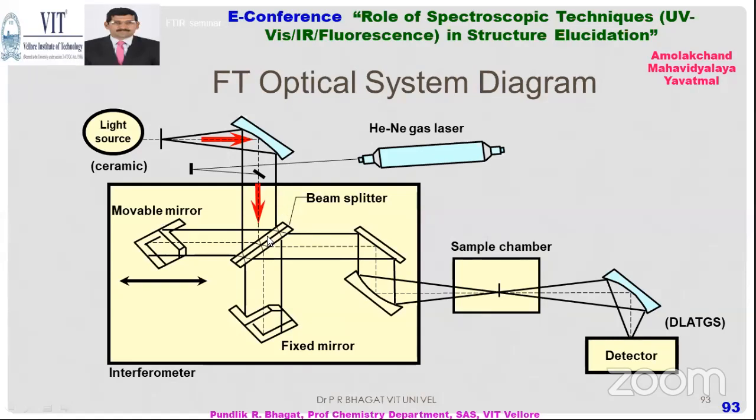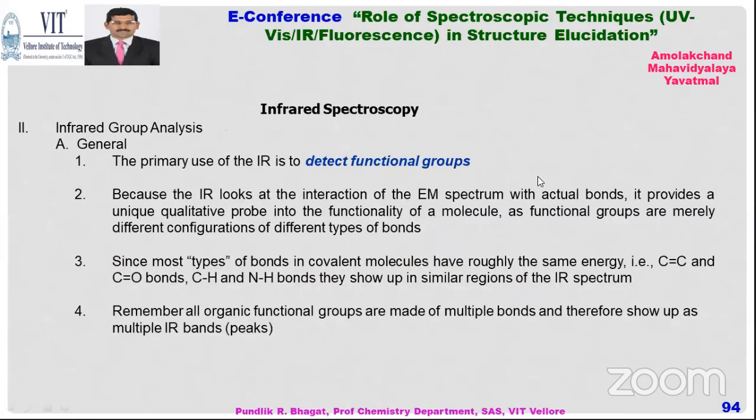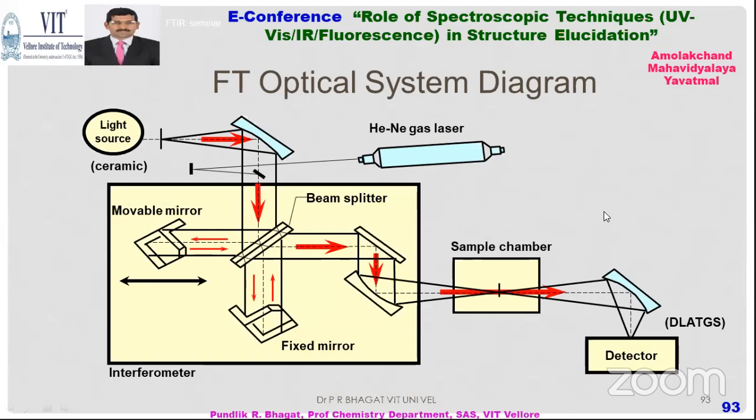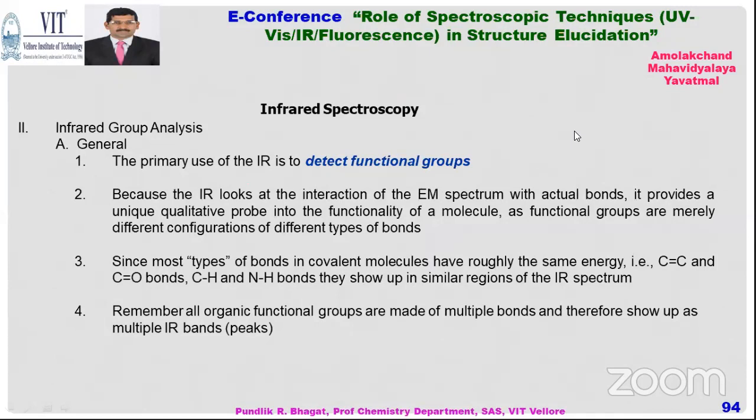And so here is a sample which is absorbing, and we are getting the spectrum which is detected with the help of a detector. So here, the sample chamber is producing the IR radiations, which create IR vibrations, and these are detected by the detector. The main function of this is helping to detect functional groups, in the range I told you, 1000 to 4000 per centimeter.